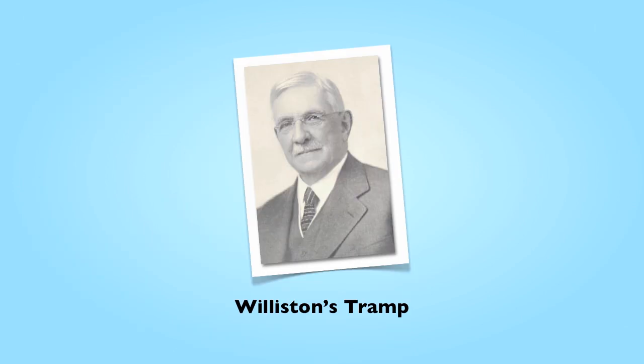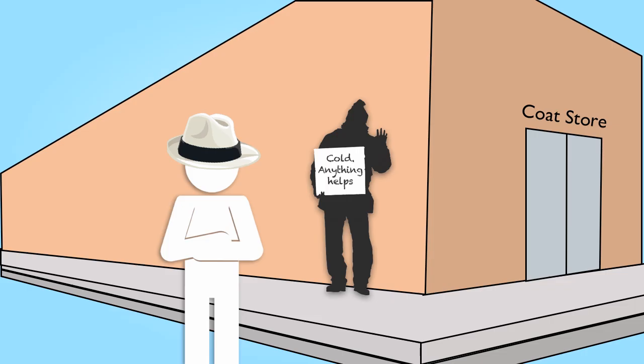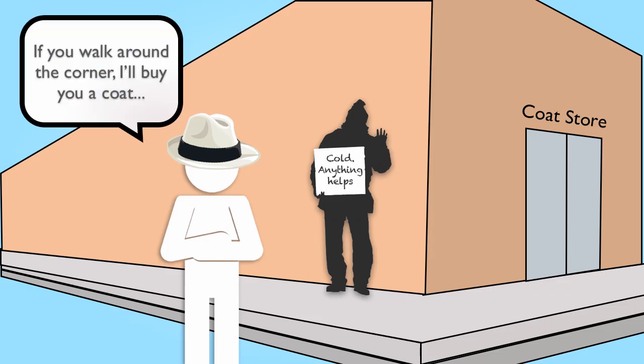Williston, the drafter of the first restatement, used what has become a famous hypothetical to illustrate this difference. The hypothetical has come to be called Williston's tramp, and this, roughly paraphrased, is what he said. Suppose a rich man says to a tramp, "If you walk around to the corner to the clothing store, I will buy you a coat."